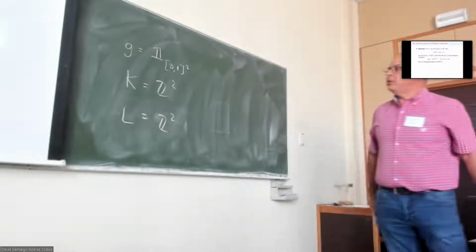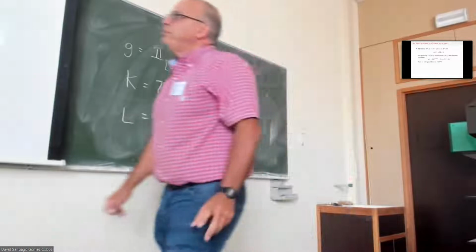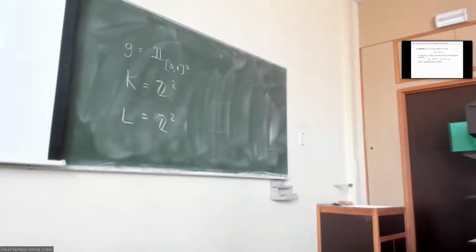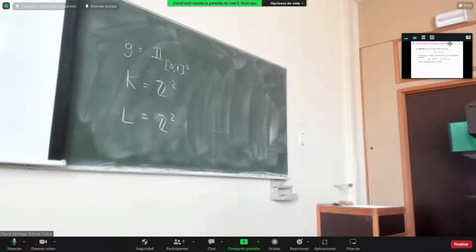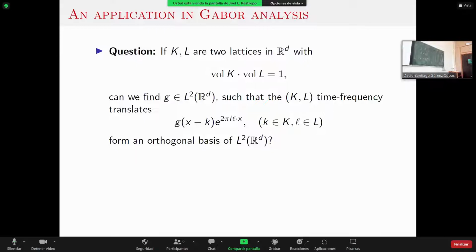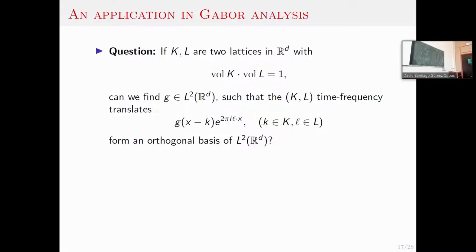So that's a simple example, but there are others. And the question here was, there's this condition: volume of K times volume of L equals 1. This is easily seen to be a necessary condition for this to be an orthogonal basis. There was an outstanding question: what if we have two lattices which satisfy this assumption? Can we always find a window g that will give us a Gabor basis?